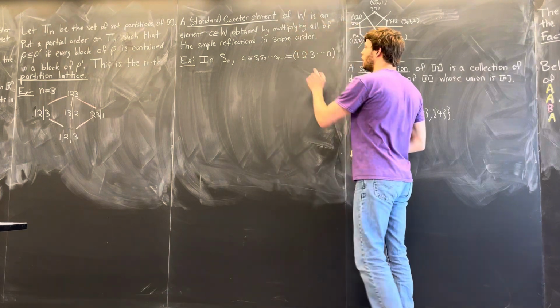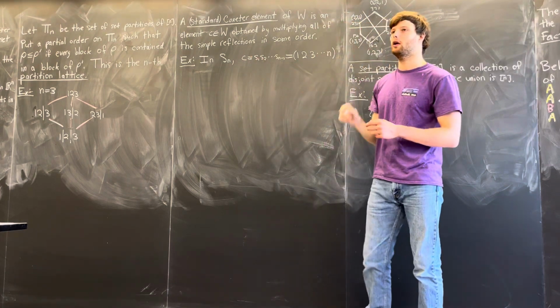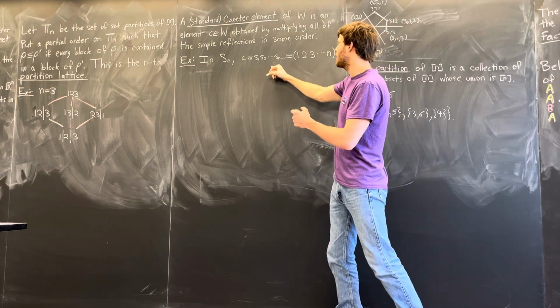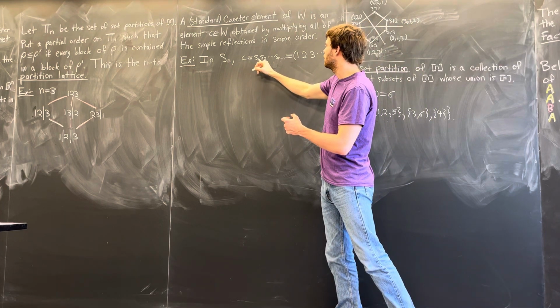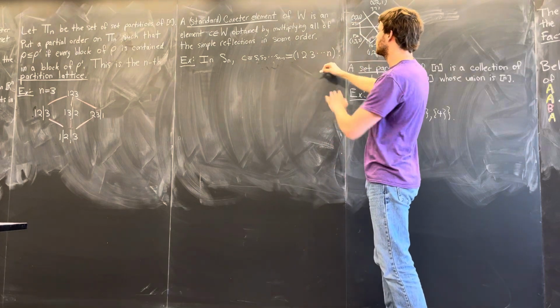And n goes back to 1 because, well, S_{n-1} will send n to n-1. And then S_{n-2} will send n-1 to n-2. And it just kind of goes down the line until eventually S1 sends 2 to 1, so n goes to 1. So this is like the long cycle here.